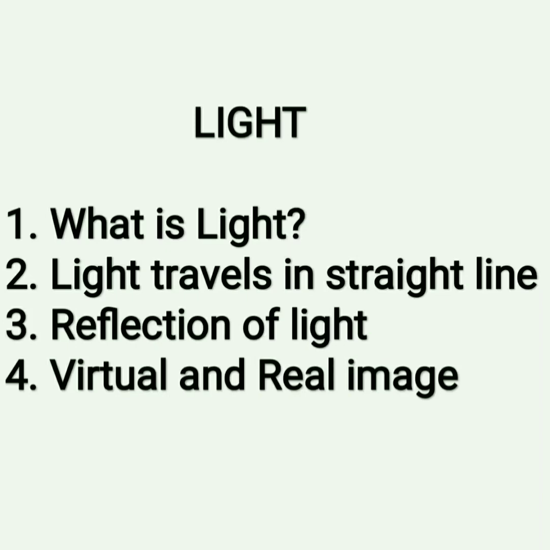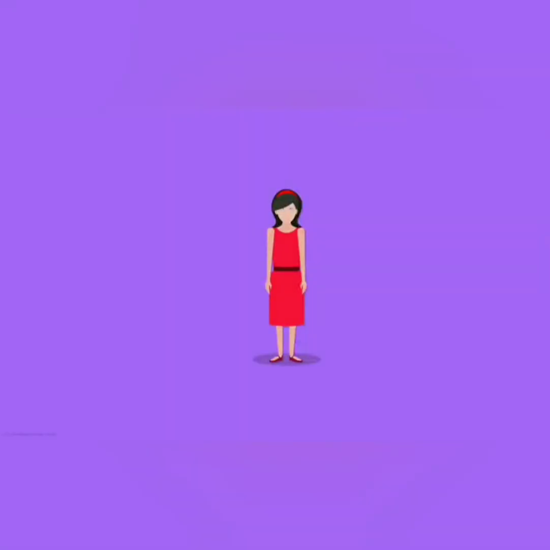The first one is, what is light? Light is a form of energy which helps us to see things around us. Let us try to understand this point in further details. How do we humans perceive the things around us?